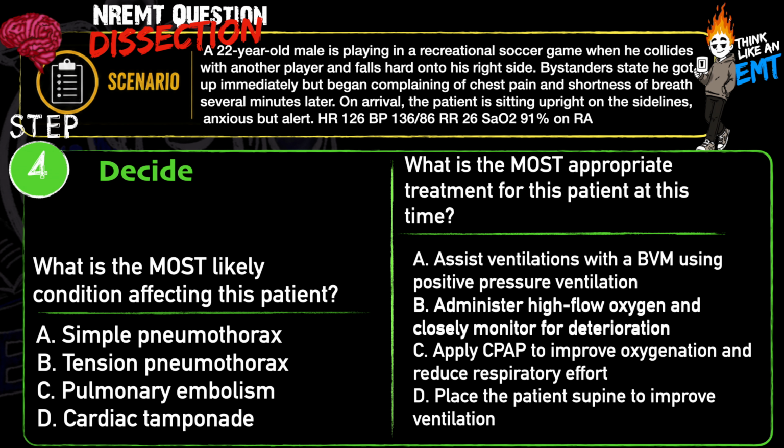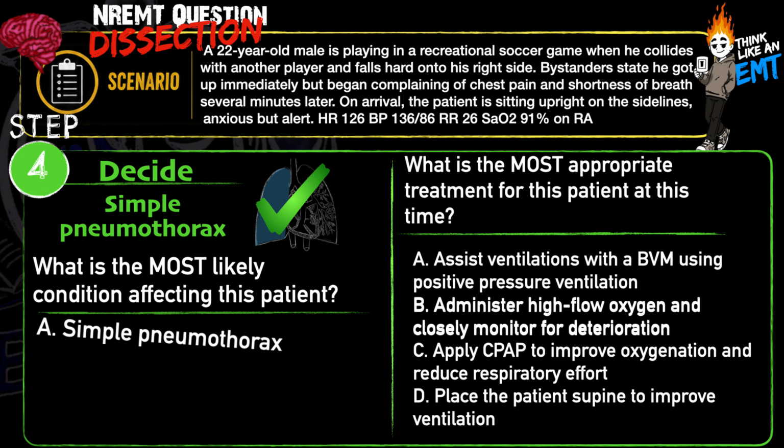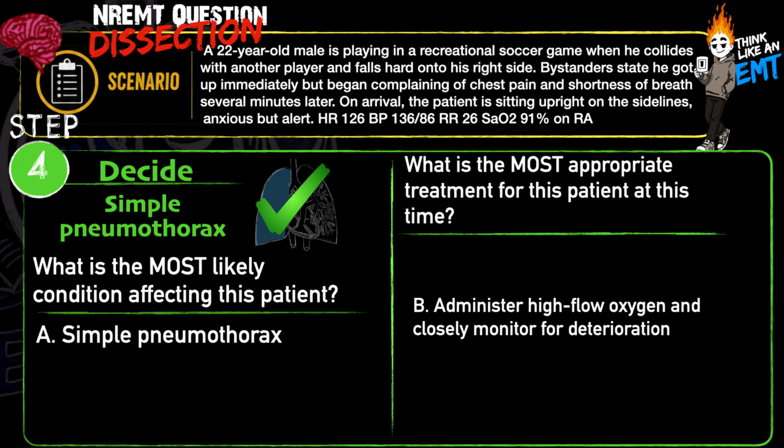So for question number 1, we decide simple pneumothorax, and we do that because we have a normal blood pressure. And for question number 2, we know that we need to administer high flow oxygen, but not that positive pressure ventilation.